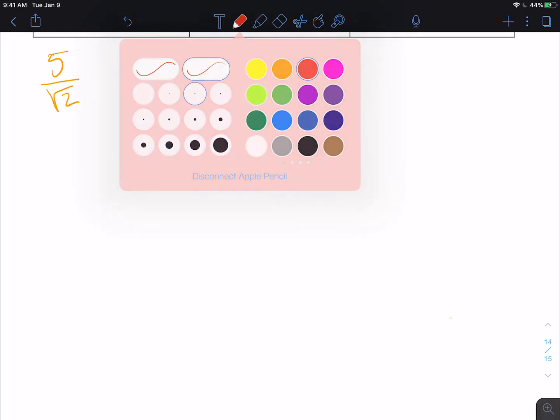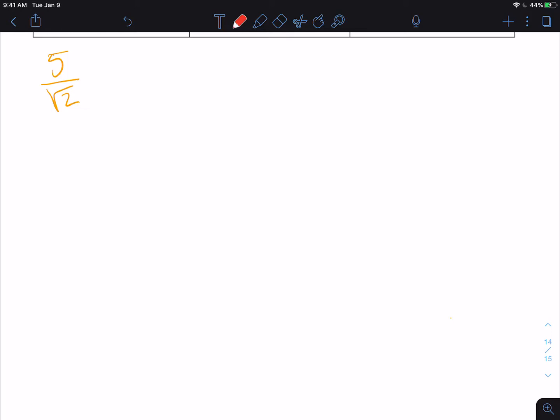Okay, we're going to talk about rationalizing. When we're talking about rationalizing a denominator, it's when we have a root in the denominator, and we don't want the root in the denominator. So for example, if I give you 5 over the square root of 2, well, we don't want the square root of 2 to be in the bottom. So we do this tricky thing to get rid of the root in the denominator.